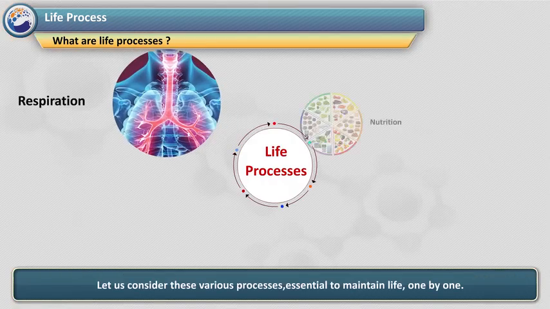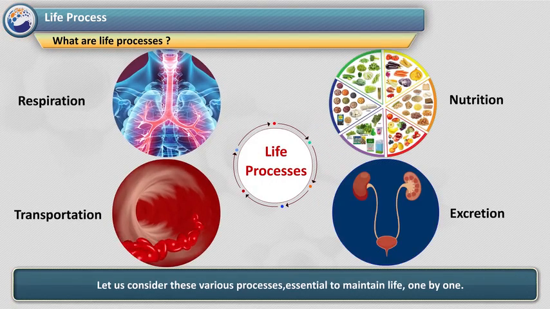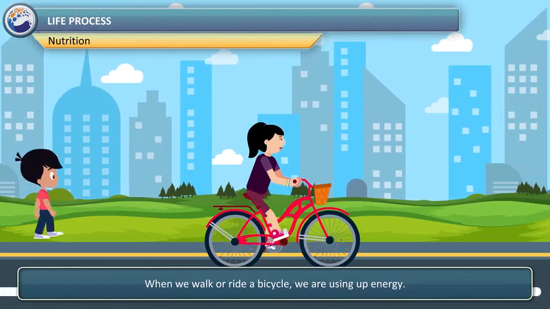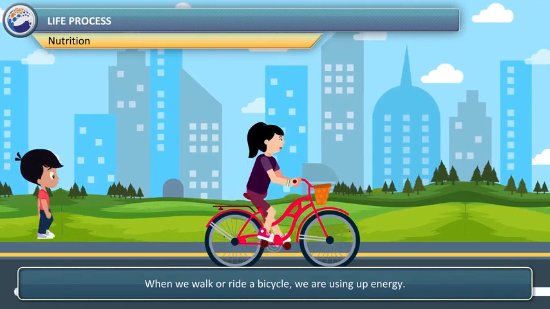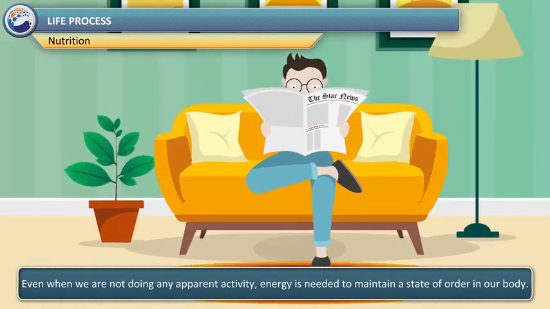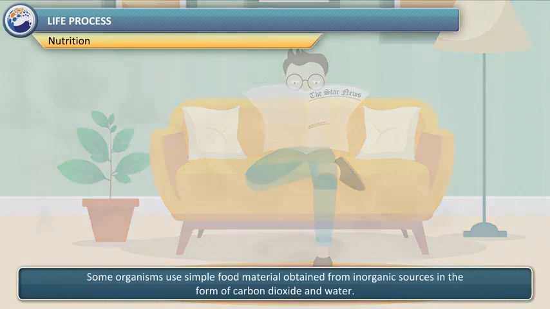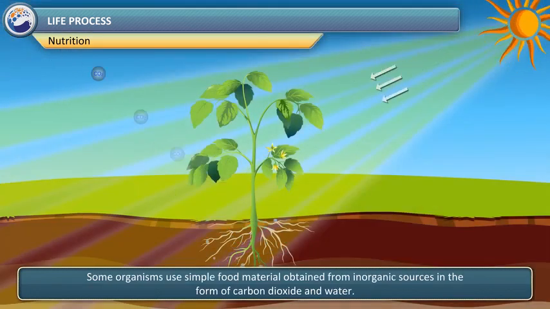Let us consider these various processes essential to maintain life one by one. When we walk or ride a bicycle, we are using up energy. Even when we are not doing any apparent activity, energy is needed to maintain a state of order in our body. How do living things get their food?